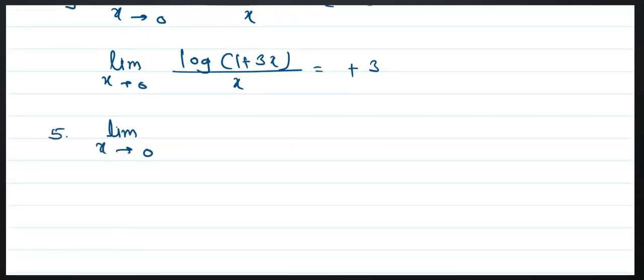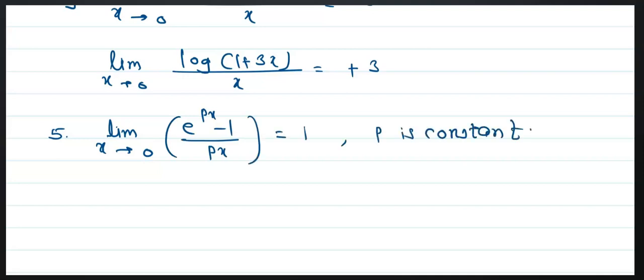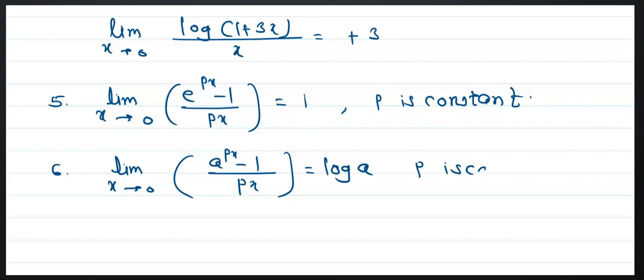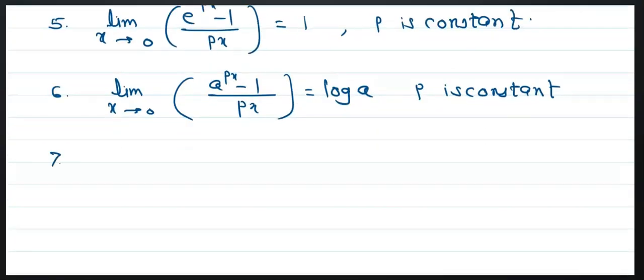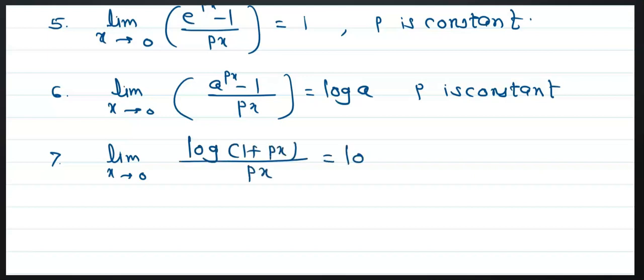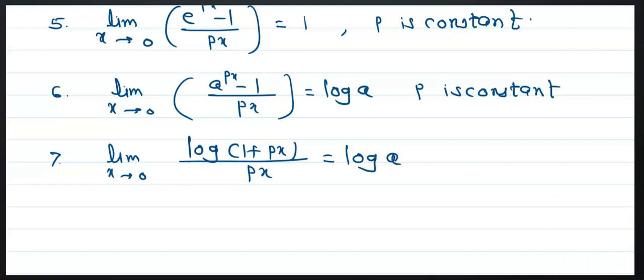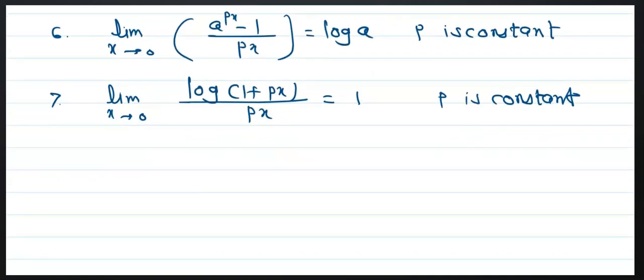Fifth, limit x tends to 0, e raised to px minus 1 upon px is 1, where p is a constant. Limit x tends to 0, a raised to px minus 1 upon px is log of a, where p is a constant. Limit x tends to 0, log of 1 plus px upon px is equal to 1, where p is a constant.